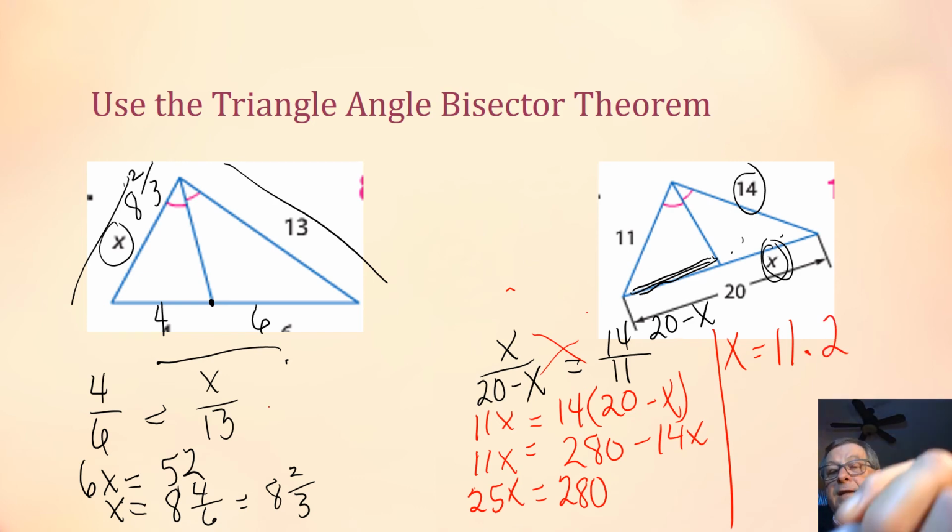And so the length of this side right here is going to be 11.2. It doesn't ask us to solve it, but what is the length of the other side? I have 20 minus 11.2, so I get 8.8. Yeah, okay.